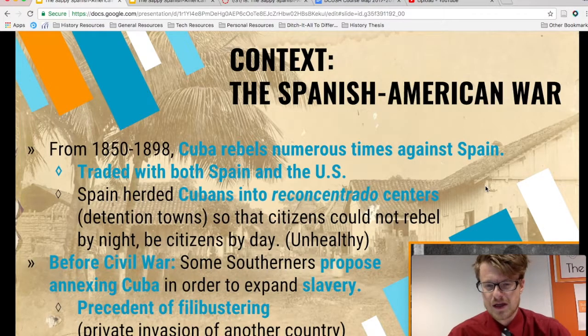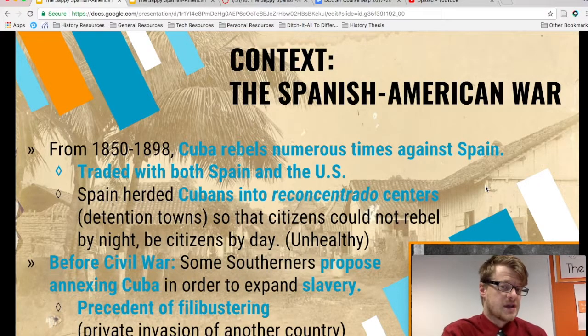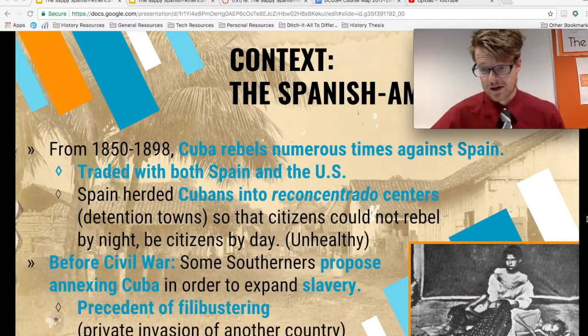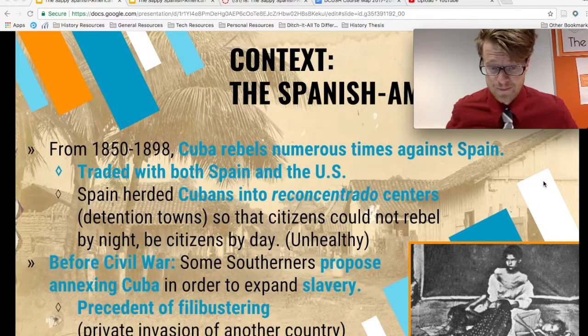Concentration camp isn't really exactly the best way to put it, even though I know that's kind of what that looks like. They're basically places where they would force an entire population of a town to stay in a location, so that way at night they could not get out and then rebel against Spanish troops that were there. However, these conditions were pretty unhealthy. It also caused a lot of famine, because simply people couldn't get out to farm, and so you can actually see pictures of kids down here who are obviously pretty malnourished.